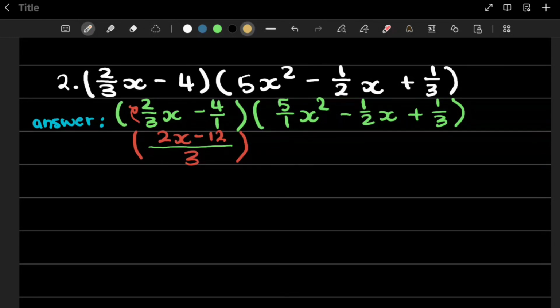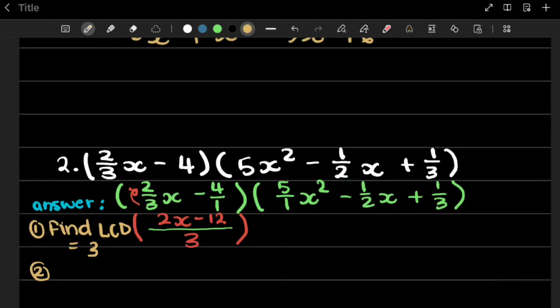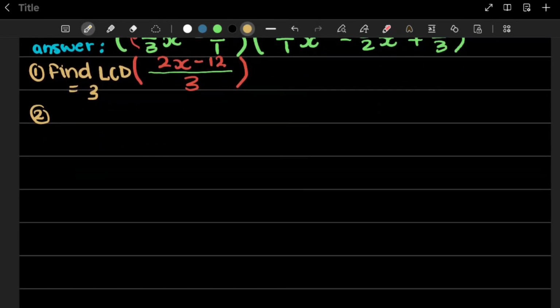So, find, step 1, find your LCD, which is 3. Sorry, not LCM, LCD, because we're working with the denominator. So find the LCD, and over here our LCD is 3. Step 2: you're going to say LCD divided by the denominator of the first term. So I'm just going to write it down for you.